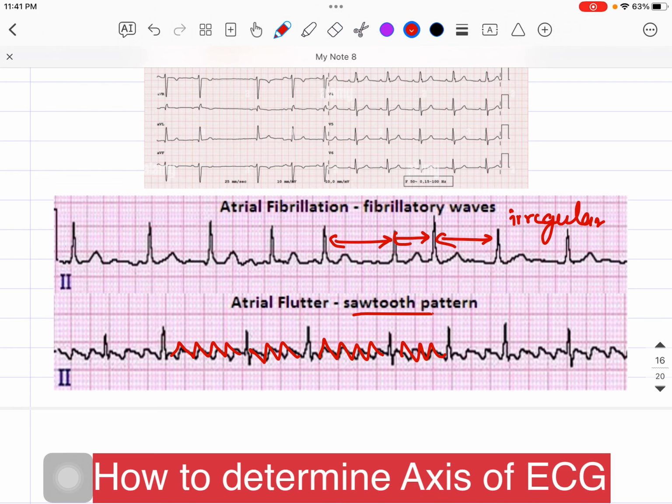Sometimes it might be difficult to differentiate atrial flutter from the fibrillation, because in the atrial fibrillation we are seeing the fibrillatory waves, in the atrial flutter we are seeing the sawtooth pattern or the flutter waves, right? But basically the rhythm, if it is irregular, then usually it should be atrial fibrillation. If the rhythm is regular, then it is the atrial flutter. Okay, thank you.